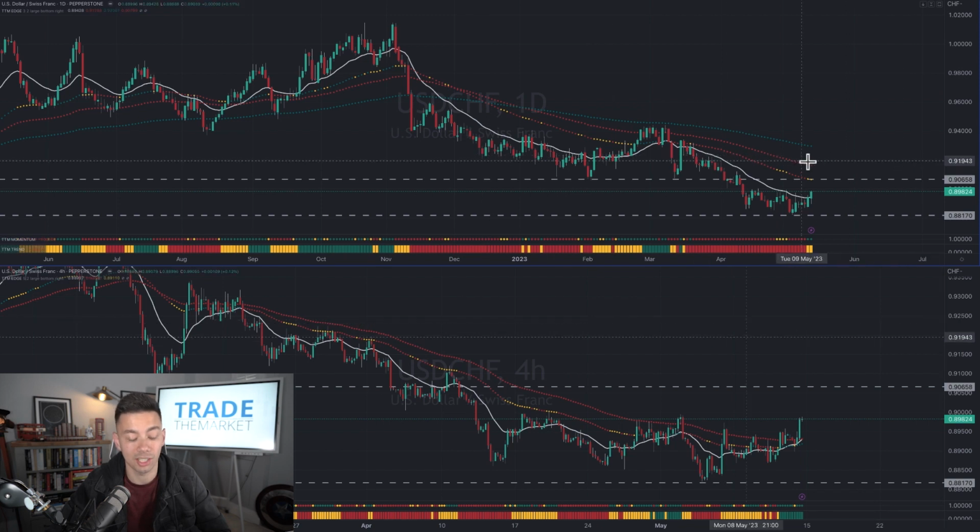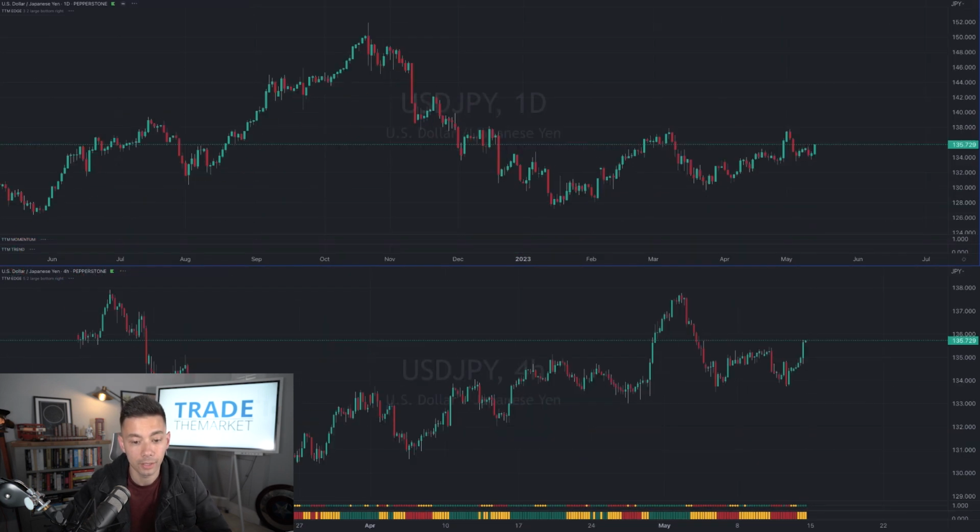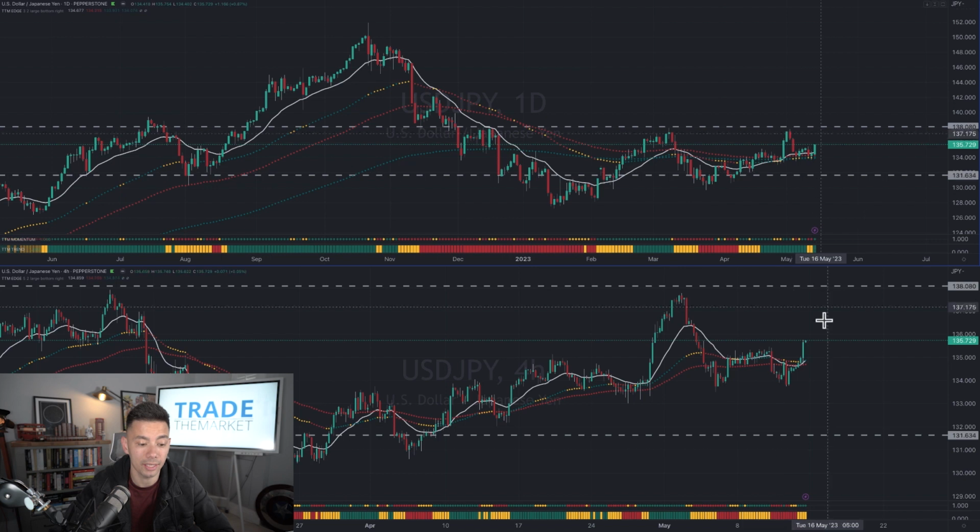0.9226. Essentially, I'm going to want to have a change in the fundamentals or the price break above the 200 period moving average, or at least the 100, before I start considering my long-term direction to be different in the dollar franc. The last one here is the dollar yen.